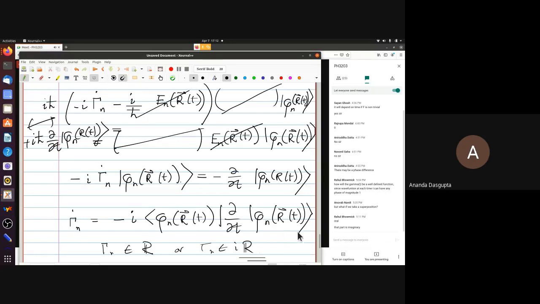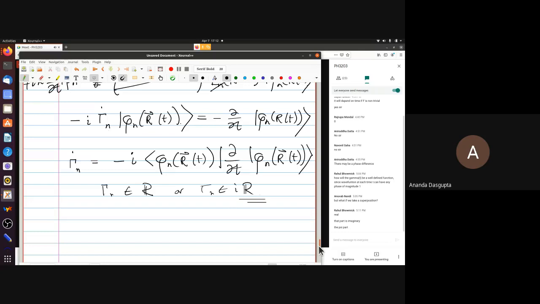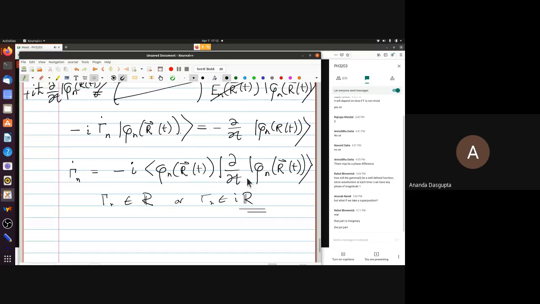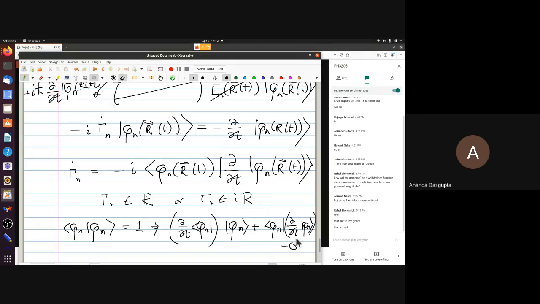Okay. Rahul is pointing out correctly, and this is something we discussed in the last class, that this part is purely imaginary. Why? Simply because, start with this phi n. I'm not writing the R, t because that's just cluttering up the notation. So phi n overlap is 1, right? If you differentiate that with respect to t, what you get is del t of the bra phi n overlap with the ket phi n, plus phi n bra overlap with del t ket phi n. This thing is 0, right?